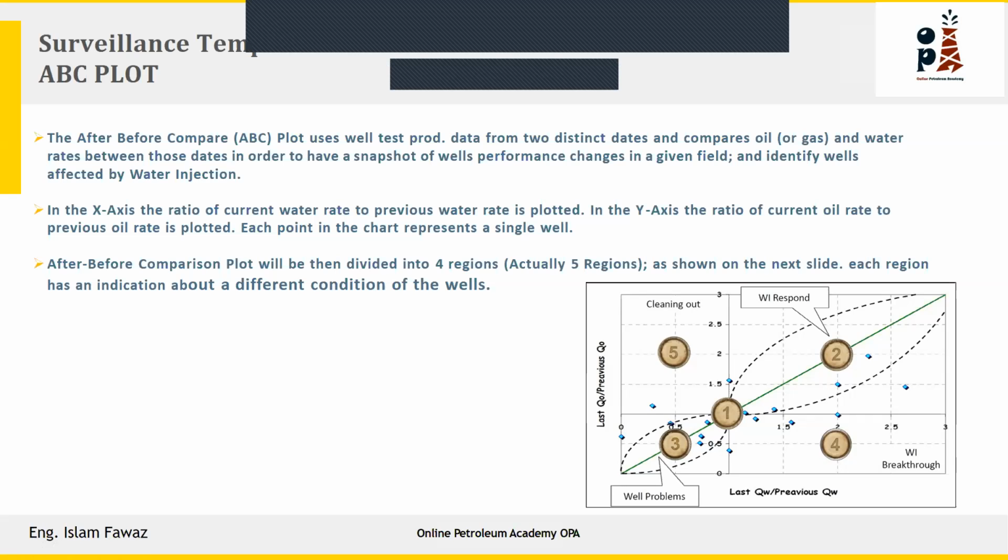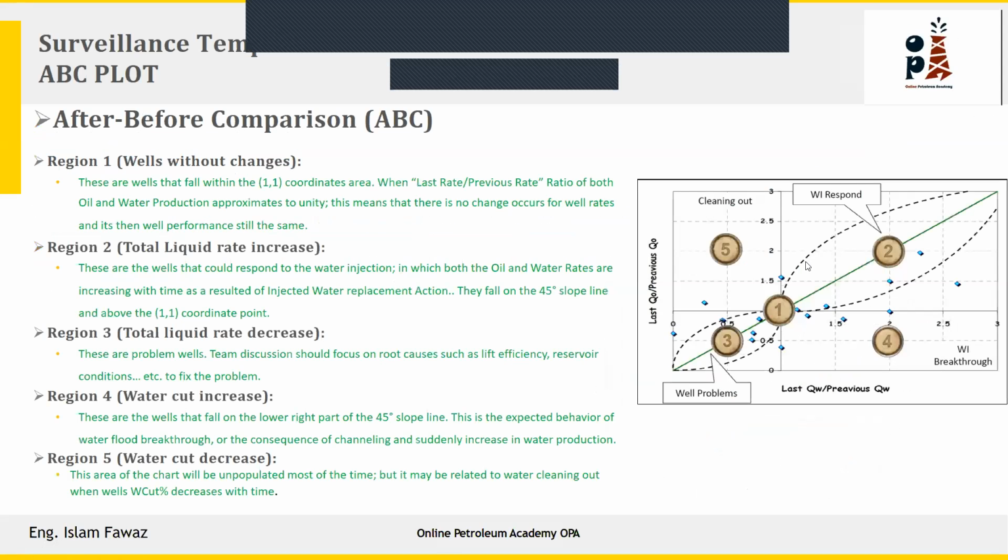We have 5 regions here. For region 1, which means we have all the wells on the site from the last to the previous, which means the well is working in a proper way and the reservoir is working in a healthy way. For region number 2, which means we have an increase in the water and an increase in the oil, which means we have an increase in the total liquid here, which is likely to be a water injection response or some jobs performed in order to enhance the production from the well.